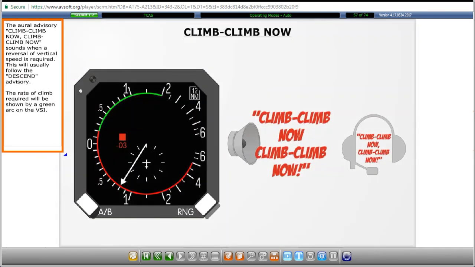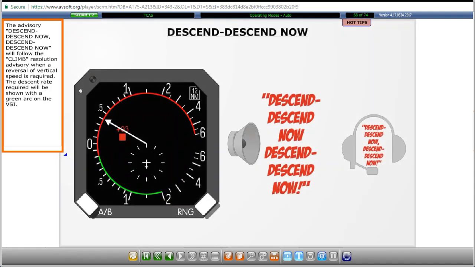The oral advisory "climb now" sounds when a reversal of vertical speed is required. This will usually follow the descend advisory. The rate of climb required will be shown by a green arc on the VSI. The advisory "descend now" will follow the climb resolution advisory when a reversal of vertical speed is required. The descent rate required will be shown with a green arc on the VSI.